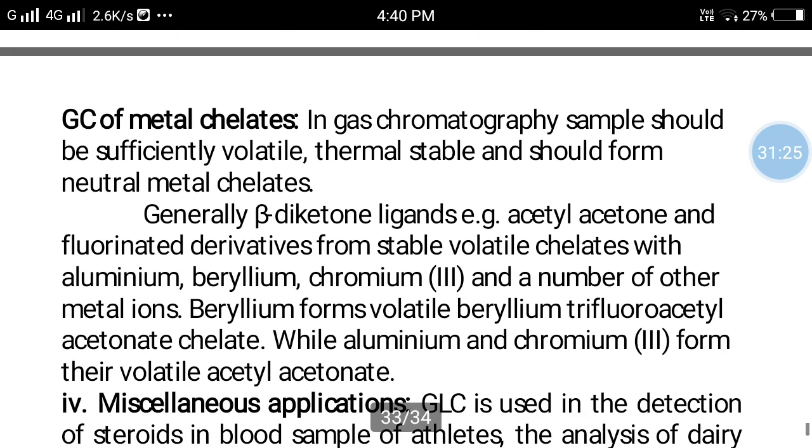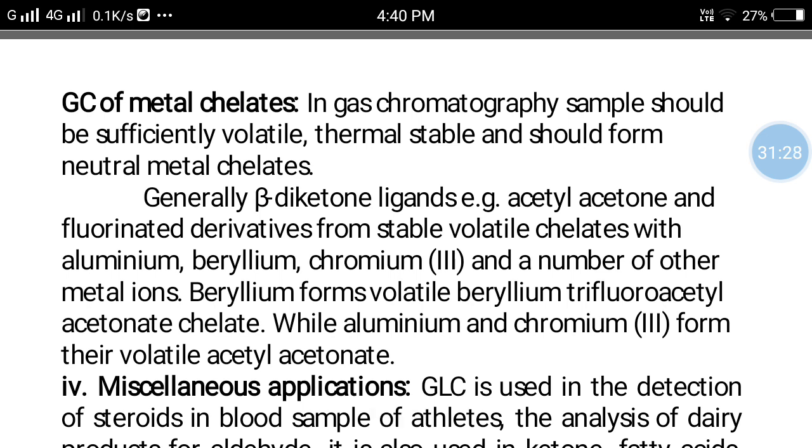In the third application, gas chromatography is useful for metal chelates. In gas chromatography, samples should be sufficiently volatile, thermally stable, and should form a neutral metal chelate, generally with a beta-diketone ligand, for example acetylacetone, and fluorinated derivatives form stable volatile chelates with aluminium, beryllium, chromium(III) and a number of other metals. Beryllium forms volatile beryllium trifluoroacetylacetone chelate, while aluminium and chromium(III) form their volatile acetylacetonates.